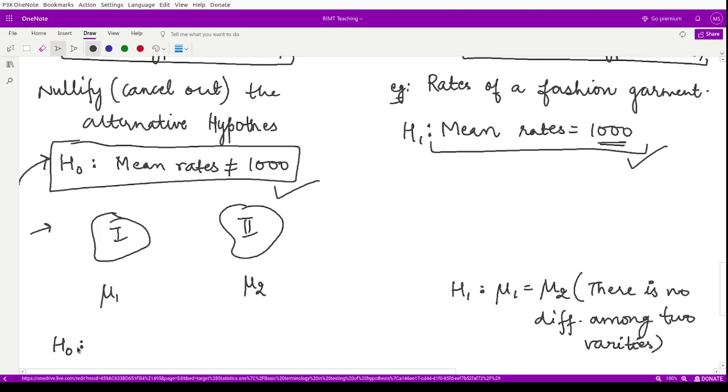However, in the null hypothesis, we will say that yes, there is some difference between these two varieties. That means the means of these two are not equal to each other, right? So that would be your null hypothesis.